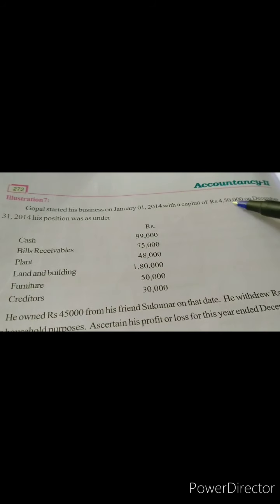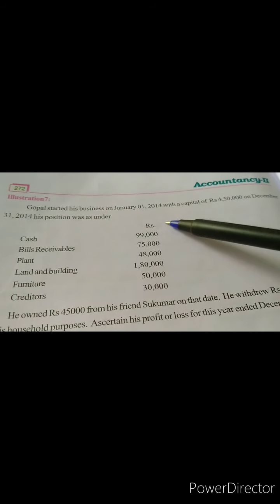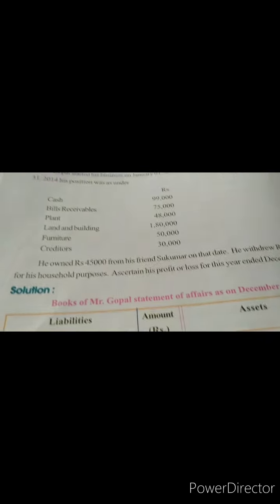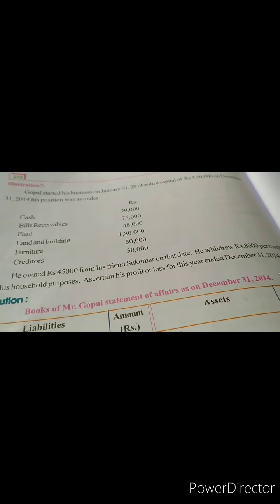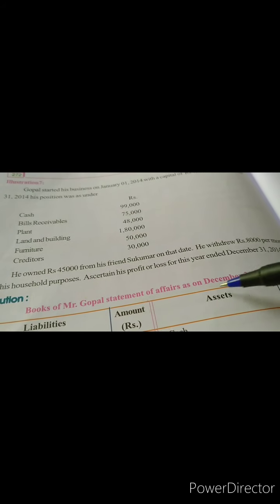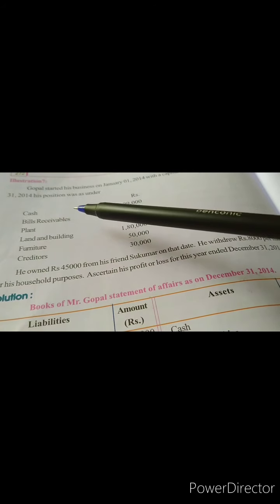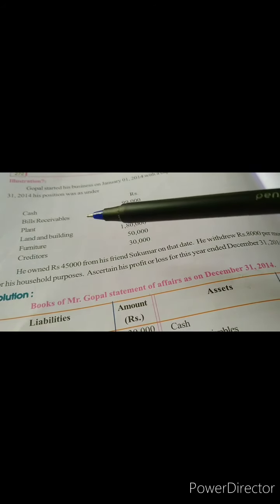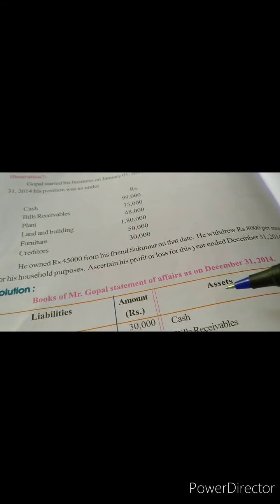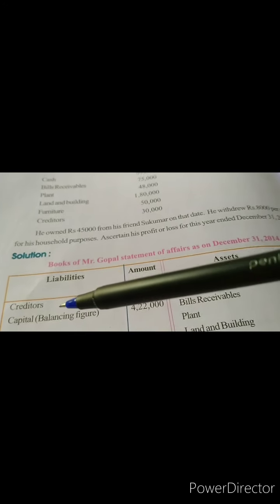If you see here in the illustration, capital at the beginning is given. Capital at the end we will have to find out. How do we write? Books of Mr. Gopal. Statement of affairs as on 31st December 2014, means capital at the end. Cash is an asset. Bills receivable is an asset. Land and building, plant is an asset. Furniture is an asset. Creditors is a liability.